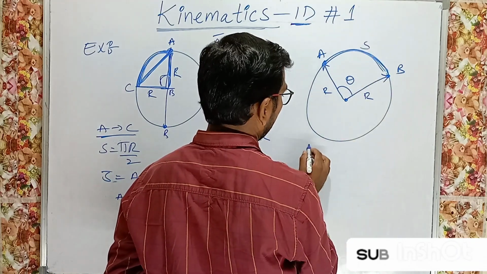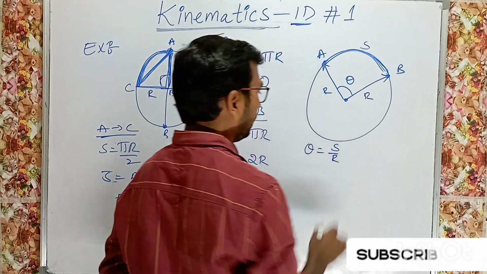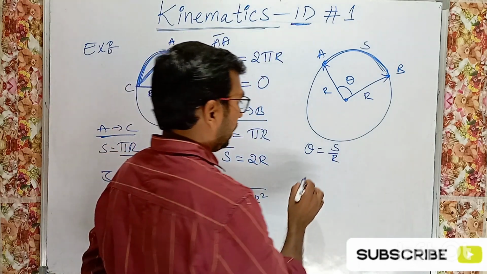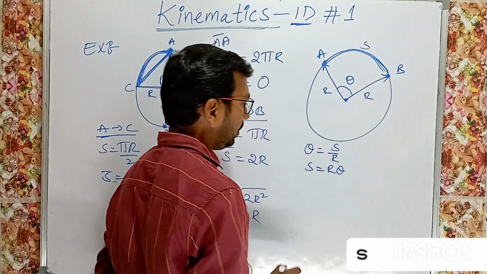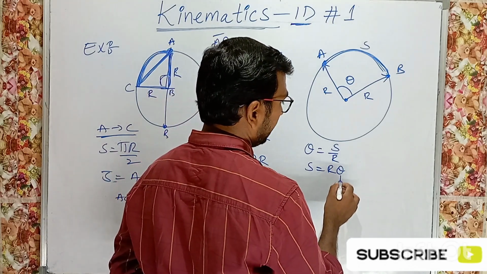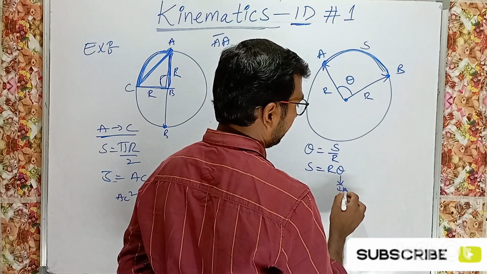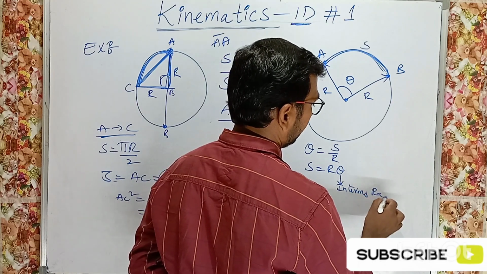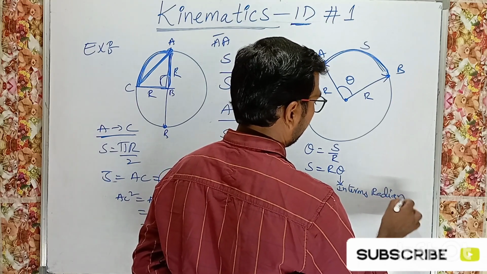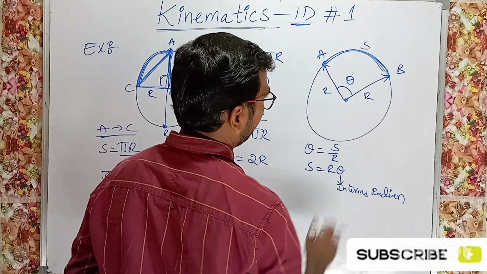Theta is equal to S by r, so S is equal to r theta. Here theta is in terms of radian. So S is equal to r into theta, with theta in terms of radian.